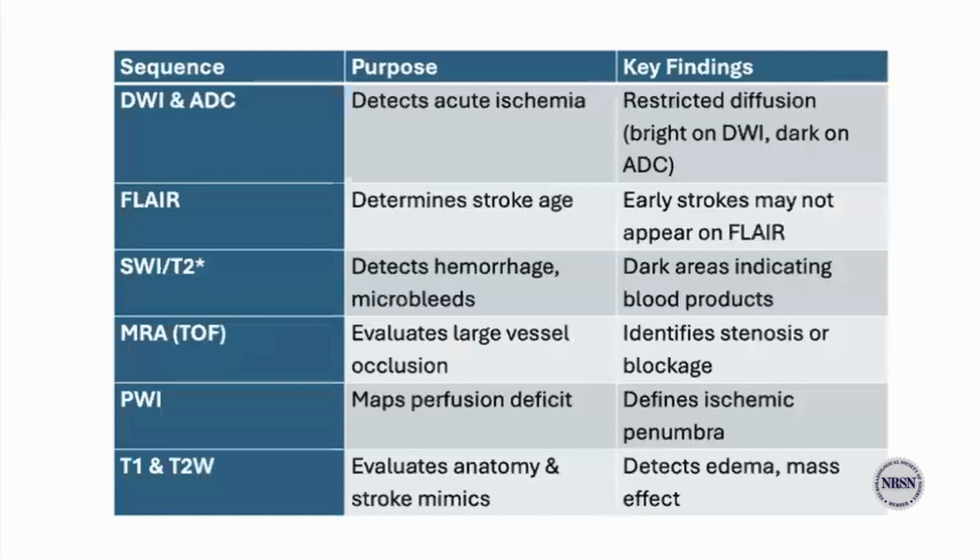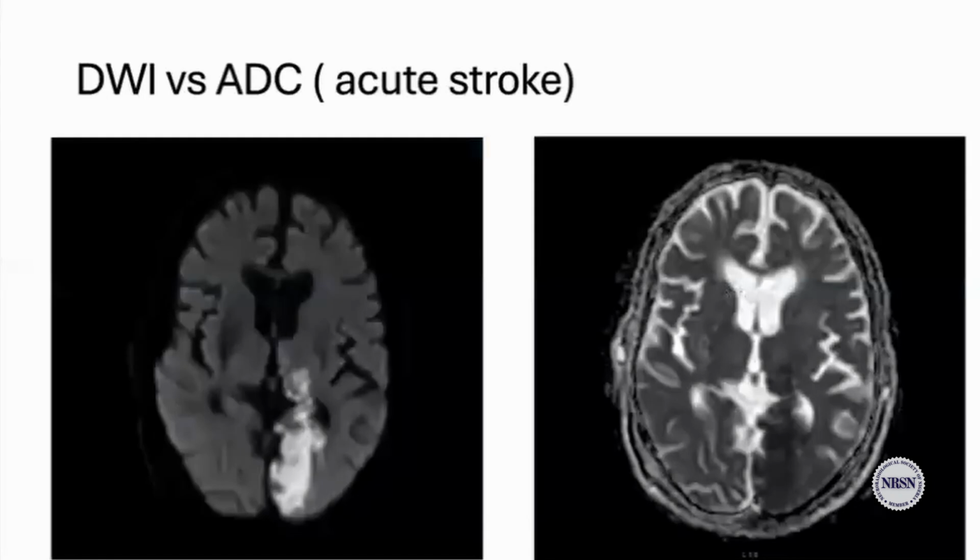Some of the key sequences we use for the stroke protocol: we actually don't do that many, because remember, we are trying to rush against time. In the case of stroke, we say that time is brain, so you have to really be fast. So we do just a few very effective sequences. We do DWI, we do ADC. We also do a FLAIR, SWI, and MRA, and I will explain why we do all these in the next slide. So we'll start with diffusion and ADC.